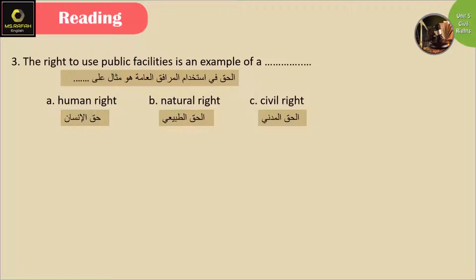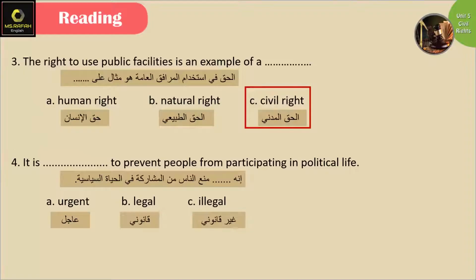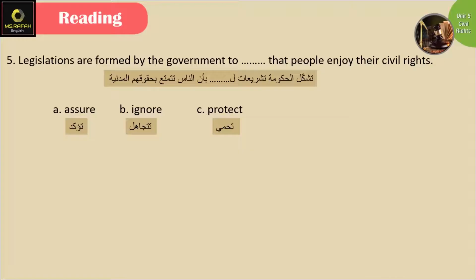The right to use public facilities is an example of a civil right. It is illegal to prevent people from participating in political life. Legislations are formed by the government to assure that people enjoy their civil rights.